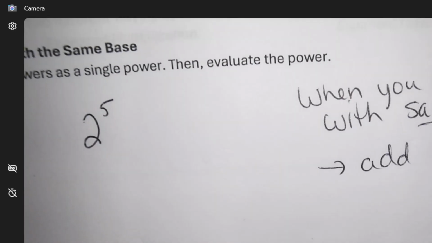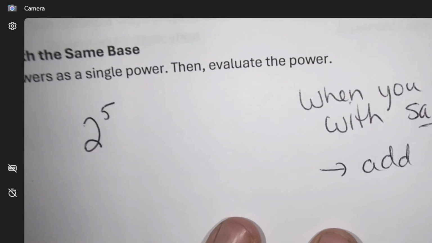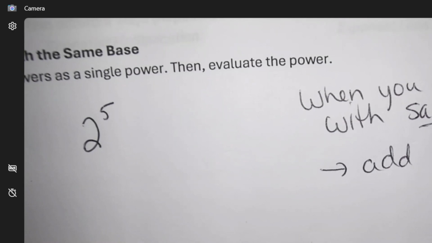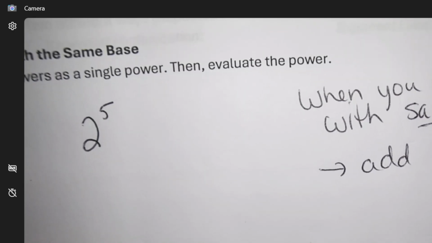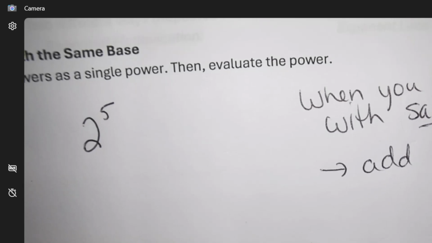Sorry, it's not even on the screen. When you have this multiply, when you multiply, you add the exponents. Do you see why? I just showed you the long way. That's the reason why it's happening.